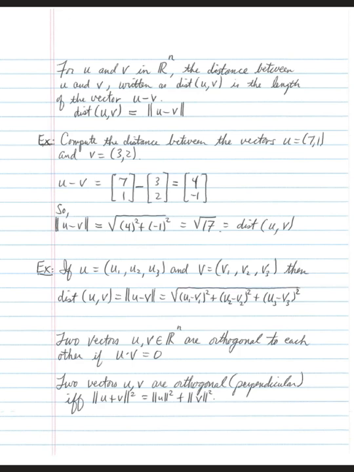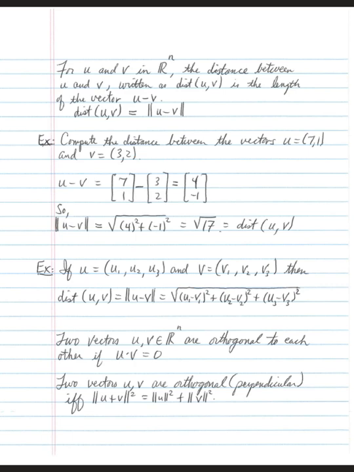For vectors u and v in Rn, the distance between those two vectors, written as dist(u, v), is the length of the vector u minus v. In other words, the distance between them is the magnitude, or the length, of the vector u minus v. Example: compute the distance between the vectors u, which is given as (7, 1), and v, which is given as (3, 2).